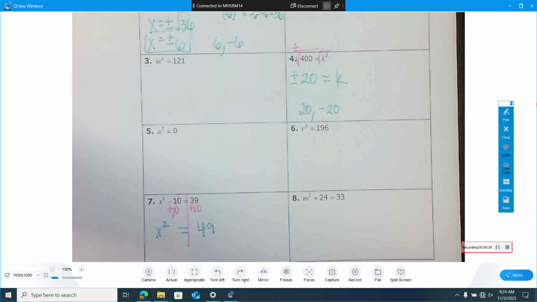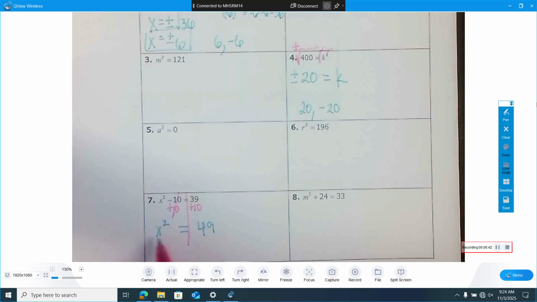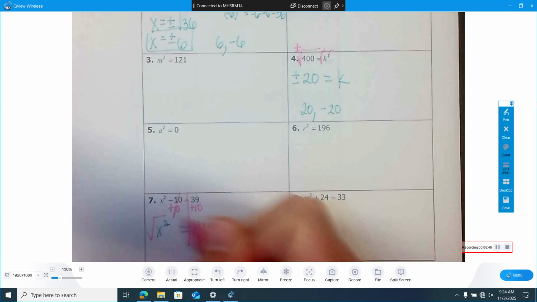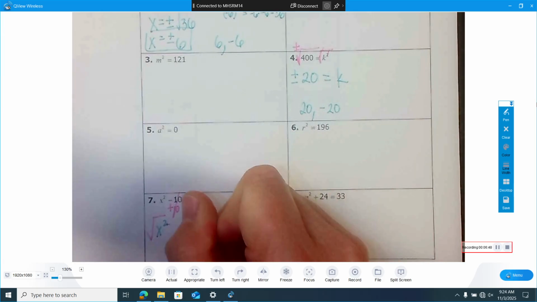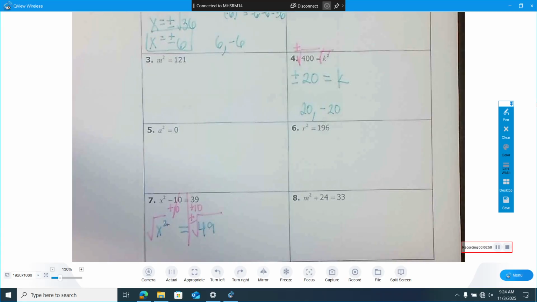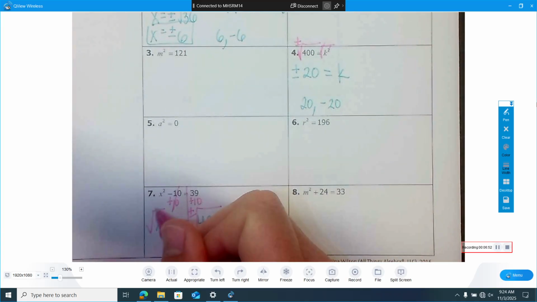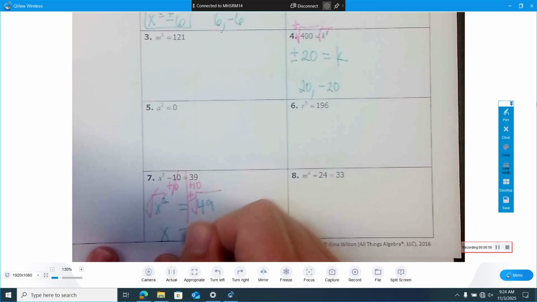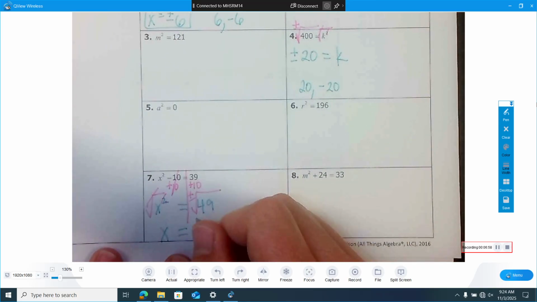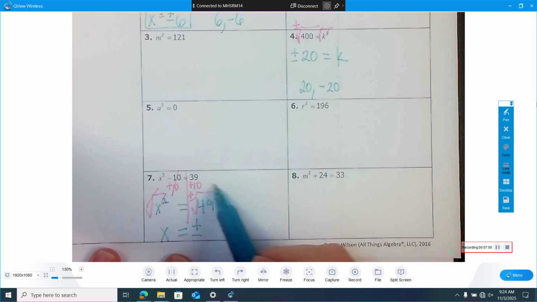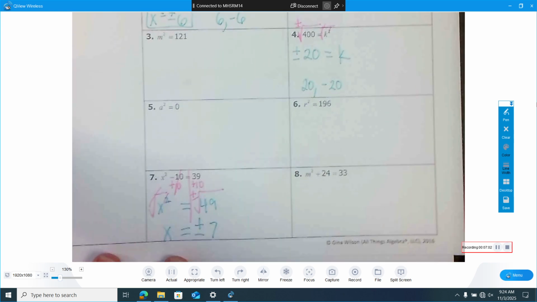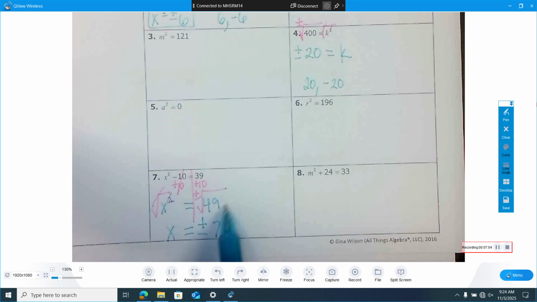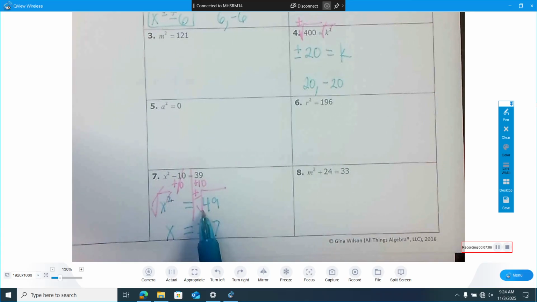49. And then, how do I get rid of this power? Square root, both sides. Don't forget a plus or minus because there are 2 possibilities here. The square root and the square cancel out and we get x equals plus or minus. What is the square root of 49? 7. Very good. And again, this is something you can put in your calculator. The square root button is on your calculator. It's pretty easy. And again, how many answers are there?